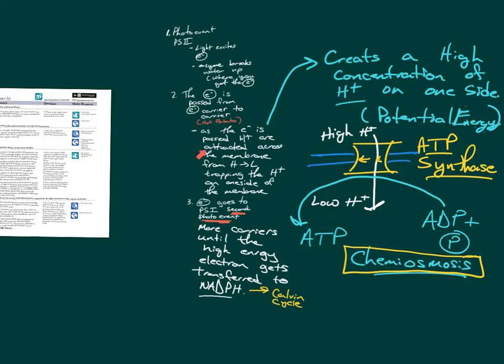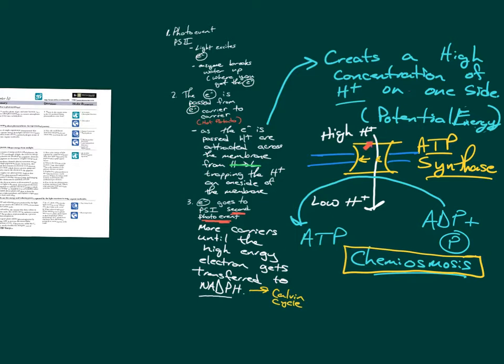And as the electron is passed along, hydrogen ions are pumped across the membrane from high to low. Oops. It's from low to high. By trapping the hydrogen ions on one side of the membrane, it should actually say from low to high. That's my bad. If you could just wait a second, that should be low to high. And the electron goes to photosystem 1, that's the second photo event. Then more carriers and the high energy electron gets transferred to NADPH and then goes to the Calvin cycle.